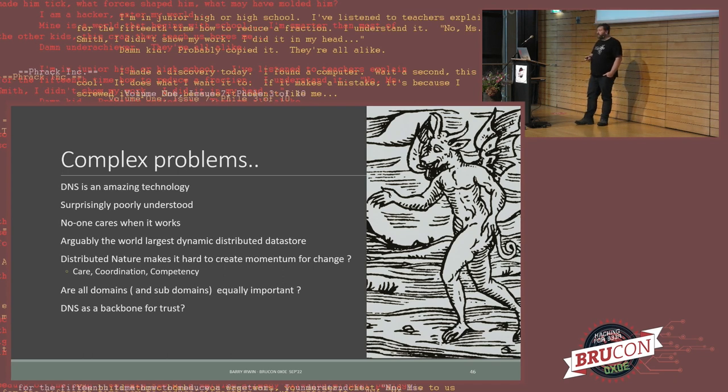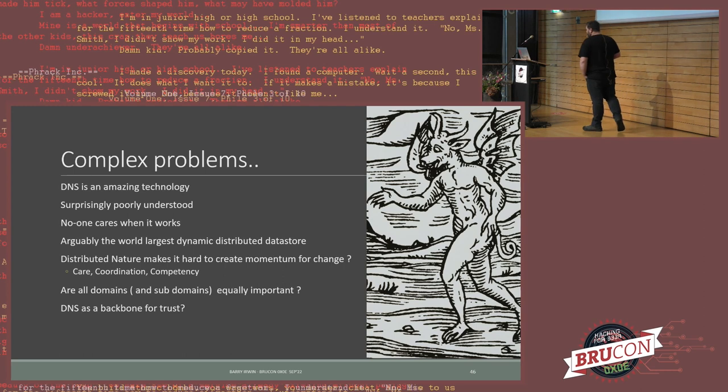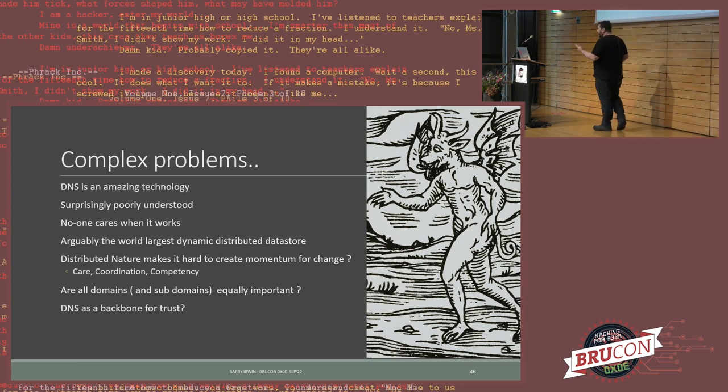Another question to come out of this is, are all domains, and maybe some subdomains, equally important? Or can we start, as part of a discussion around critical infrastructure and national security, saying these domains actually are more important than the others? How about we have a more detailed look at them and ask, what is the risk evaluation around them? And ultimately, what happens if DNS is compromised? Because it's not just an on or off situation. DNS forms the backbone for so much that we actually take for granted today in terms of how we broker trust on our networks.